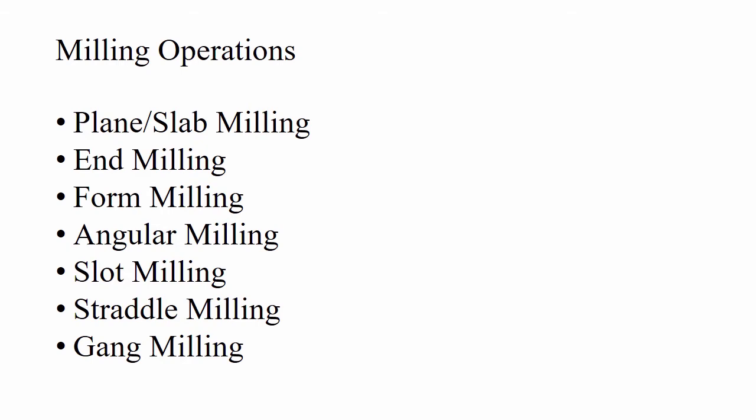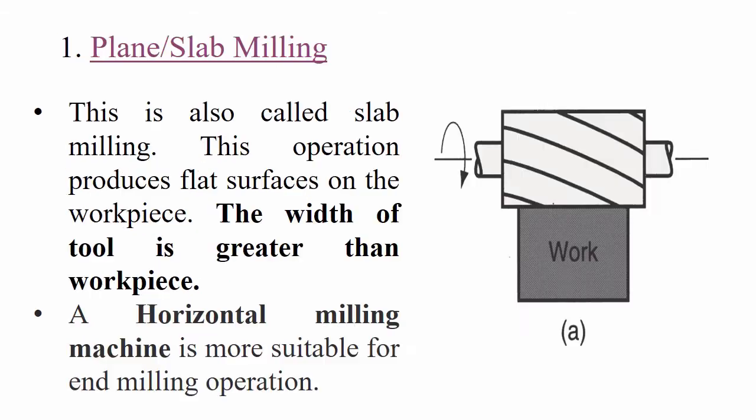Here is a list of milling operations: plain milling, which is also called slab milling, then end milling, form milling, angular milling, slot milling, straddle milling, and gang milling. Let us discuss all these operations one by one. The first one is the plane or slab milling operation.